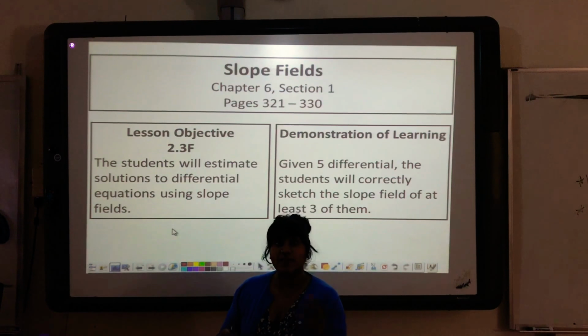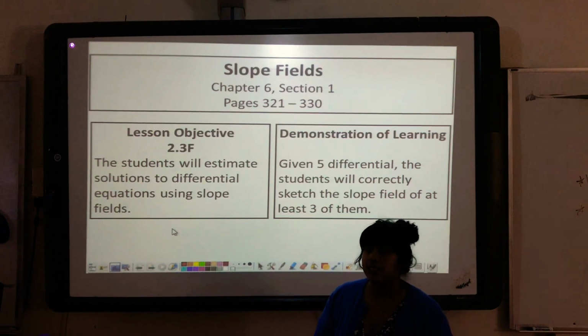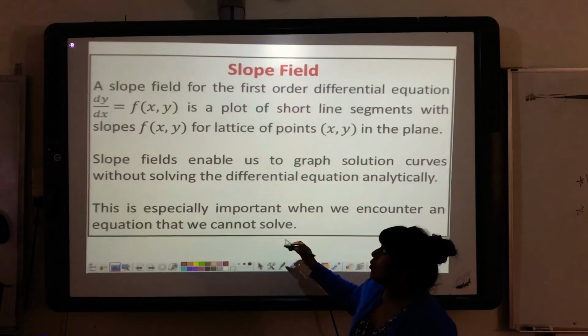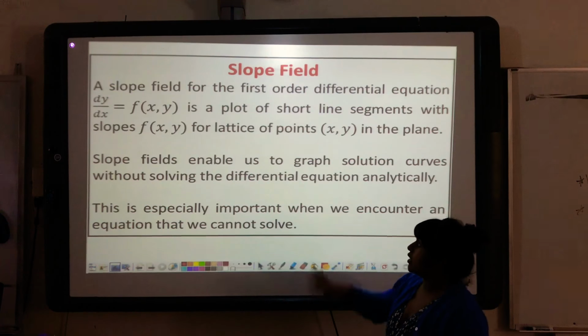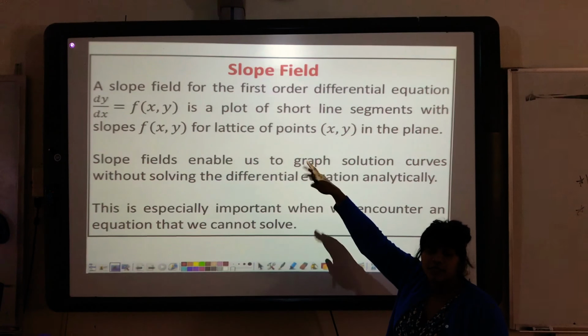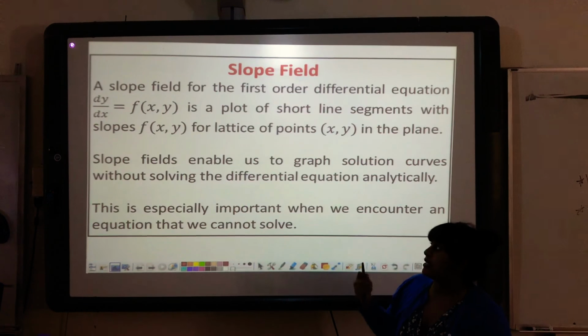Today we are going to learn Unit 7.6, which is our slope field. It's a pretty easy concept. Well, what is a slope field? Here's that big, huge thing. I never ask you guys to really memorize all this. I ask you to understand what it's saying.